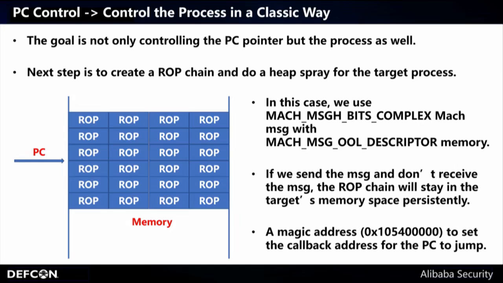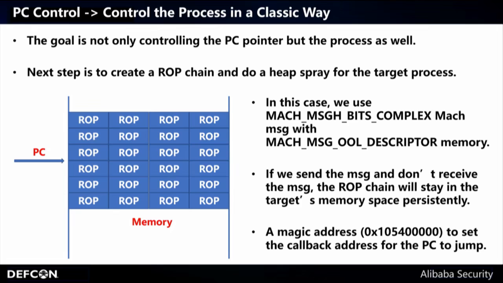But the goal is not only to control the PC register, but the process as well. So the next step is to create a ROP chain and do a heap spray for the target process. In this case, we use a complex Mach message with OOL descriptor memories. This is a very useful Mach message because if we send the message to the process and don't receive it, the message will stay in the target's memory space persistently.